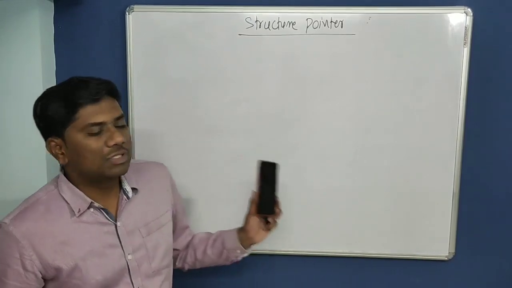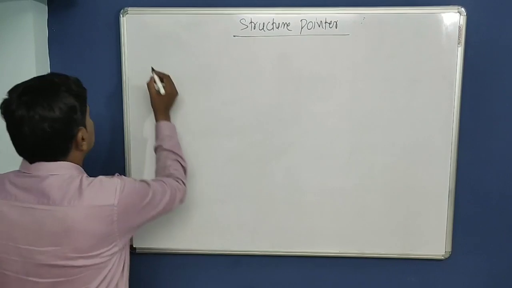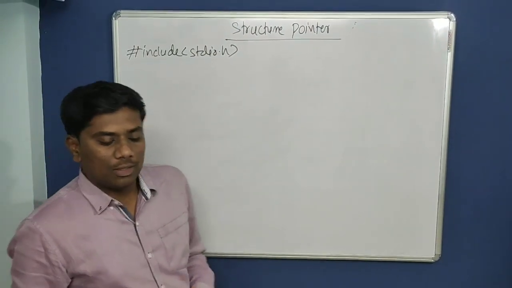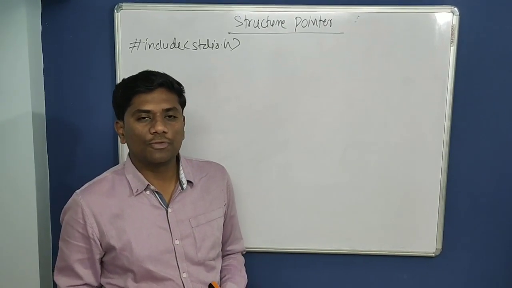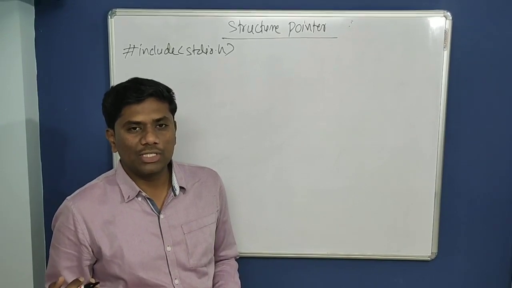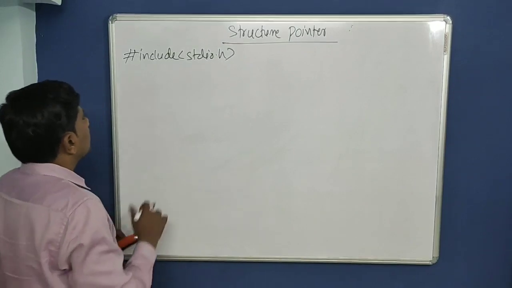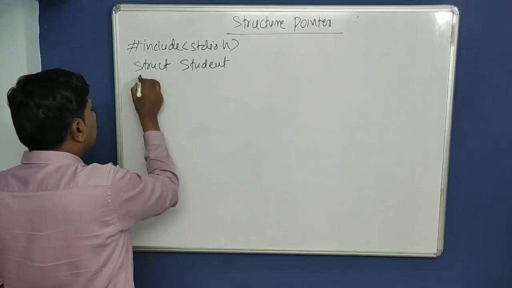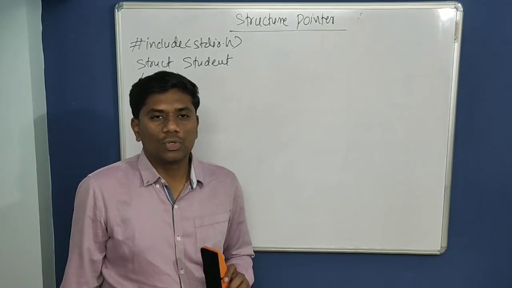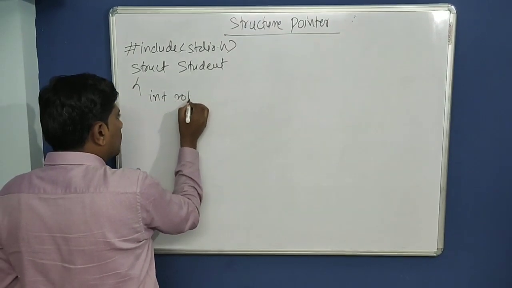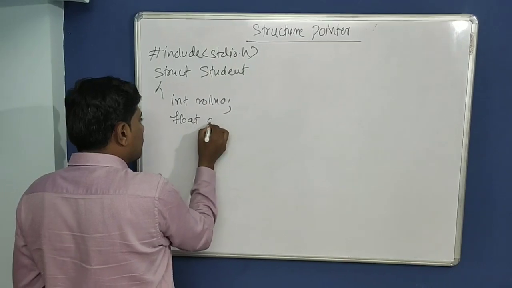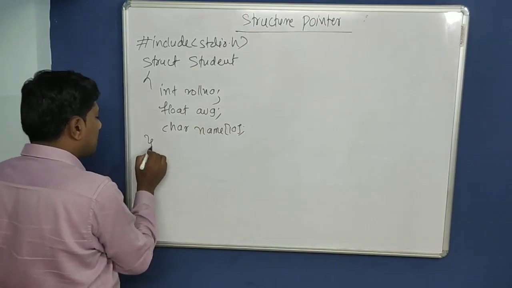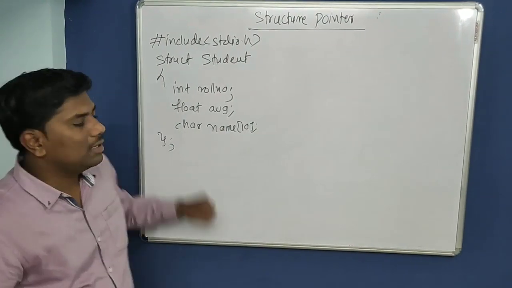I am going to use the same example, that is student. First I will use the stdio.h header file because we are going to print some messages to the user and read some information from the user. Obviously we will require printf and scanf functions, and these two functions are present in the stdio.h header file. Next, I am defining structure student. I will use the same members: roll number, then average, and then name of student. For that we require a character array.